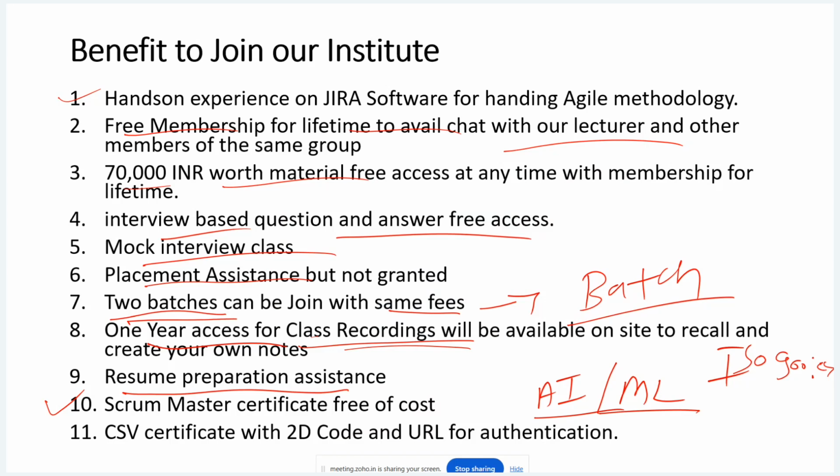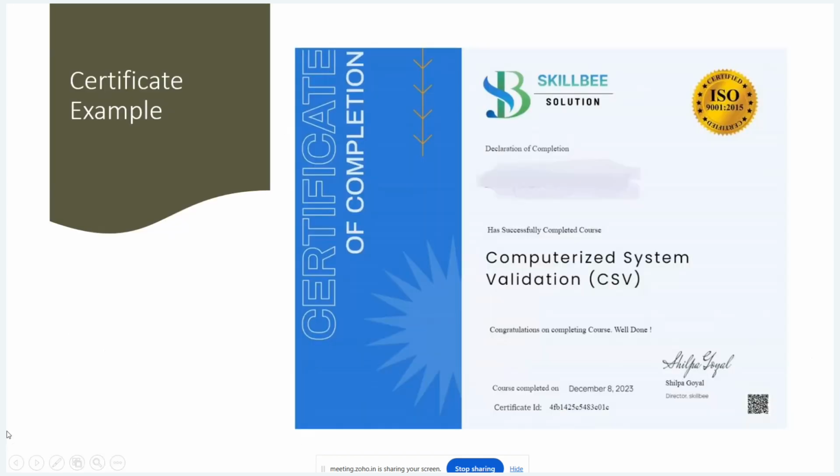At the end, you'll get the CSV certificate with a 2D code. How it will look, you can see here. So you have a 2D code, and your HR will scan the code and verify whether it's a valid certificate or not. It also has URL-based certification. You mention the URL of the certification in your resume, and anybody who clicks on it will see the certificate generated. So it is URL-based certification as well.